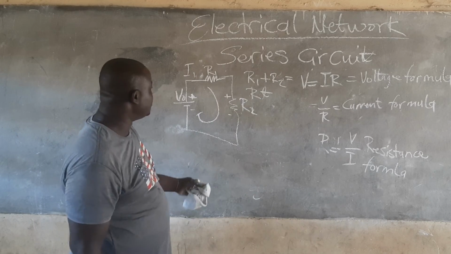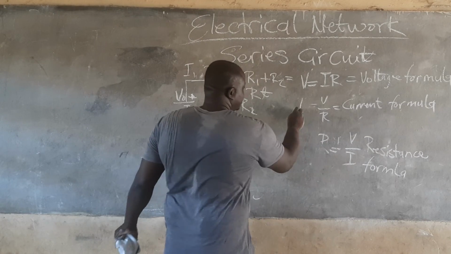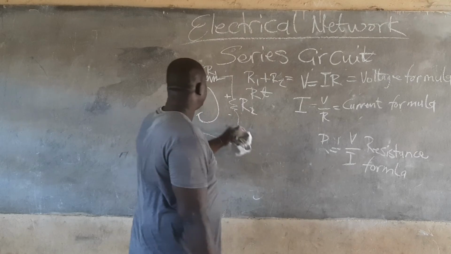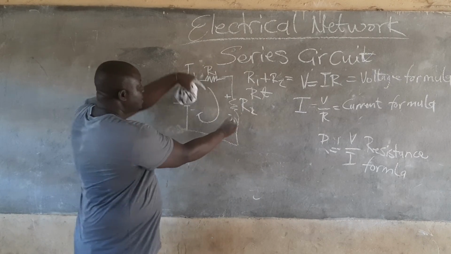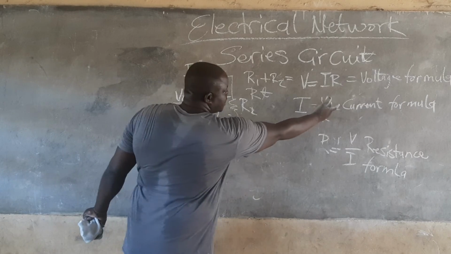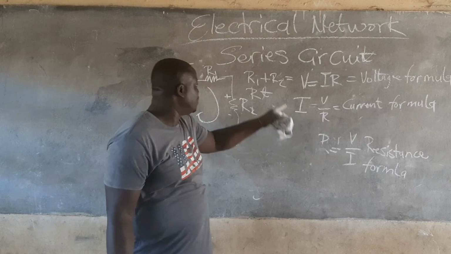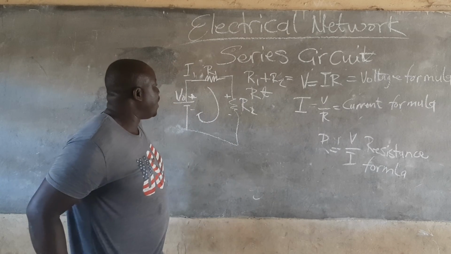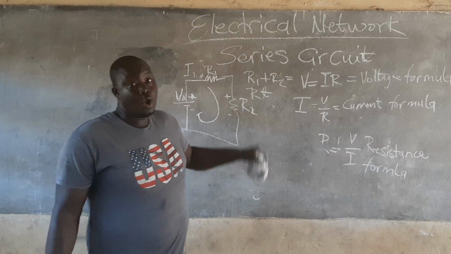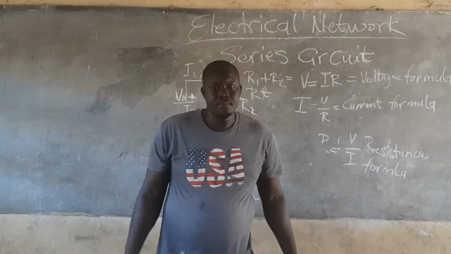Then you quickly come to here because they ask you to find current. So this is my current. So you just plot the R total here, and you know what your V0 is here. So you plot it. I should even have taught you this one earlier on before teaching you the Ohm's triangle. So see you next time.